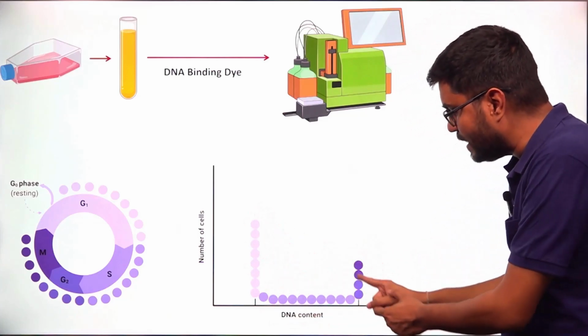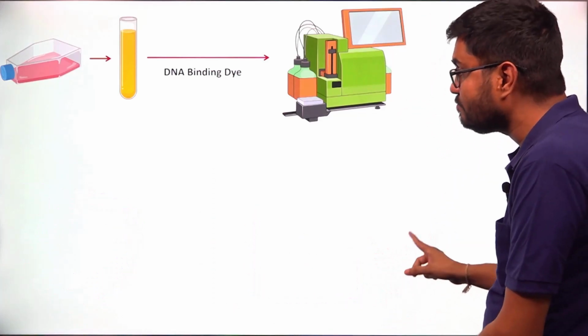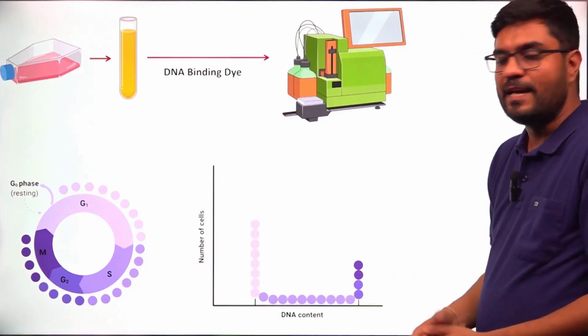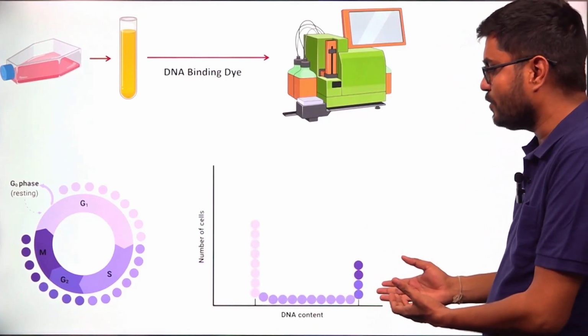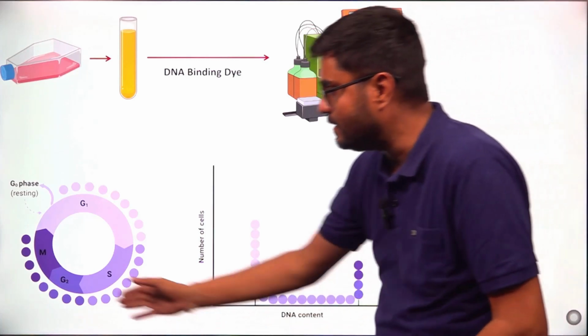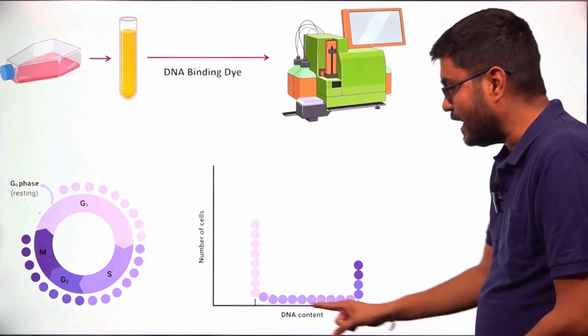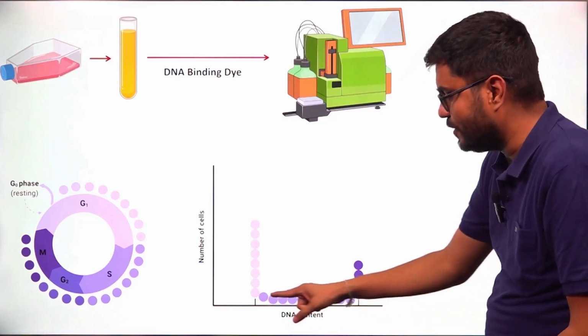These cells which are giving the highest fluorescence, one more time, highest fluorescence, they are going to give us the amount or percentage of cells which are present in G2M, 2X amount of DNA. And in between, X to 2X amount of DNA, these cells are present in S phase.